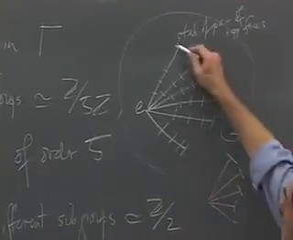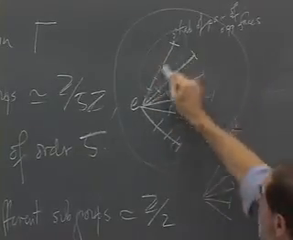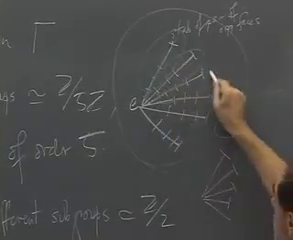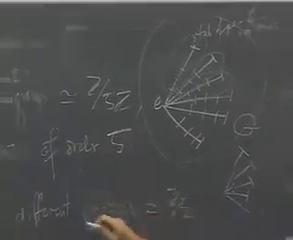So therefore, there are 5 elements in this. They give 4 elements of order 5. Those are distinct from these 4 elements of order 5, which are distinct from these 4 elements. So the total number is 24. 6 times 4. Okay?